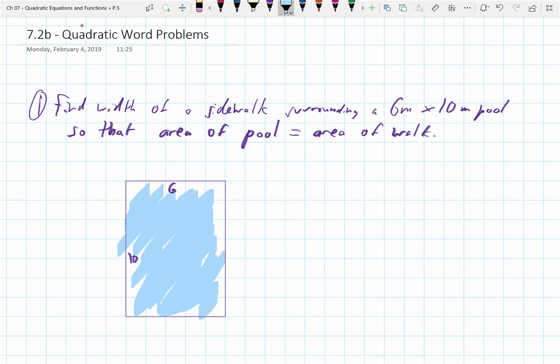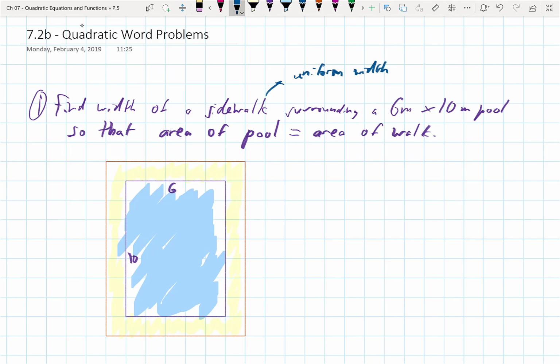Now, this is going to be surrounded by a walkway, and this walkway is of equal width. So this is a sidewalk. You're going to see these things say sometimes uniform width or the same width throughout, or picture frames, if you remember these from last semester. We're going to shade this yellow here just to represent the walkway.